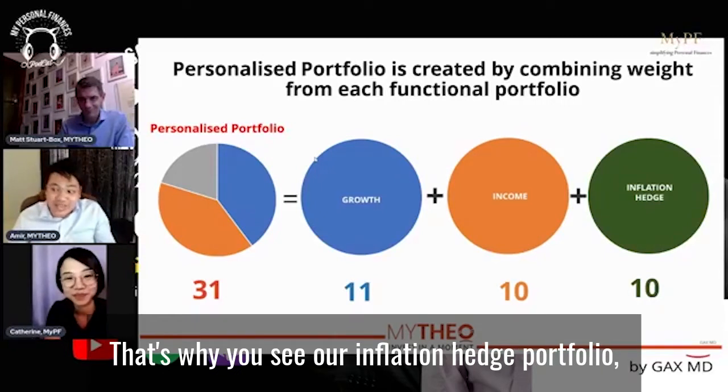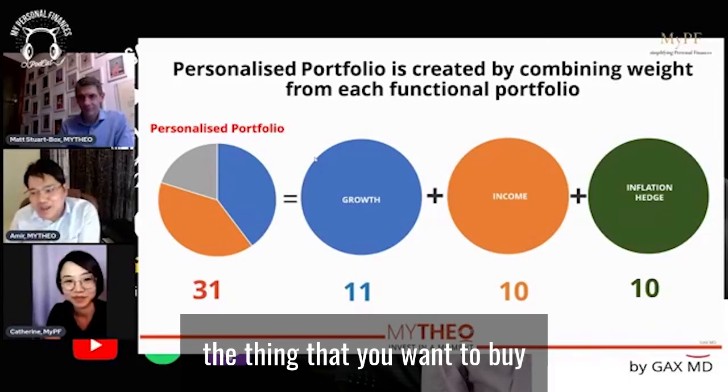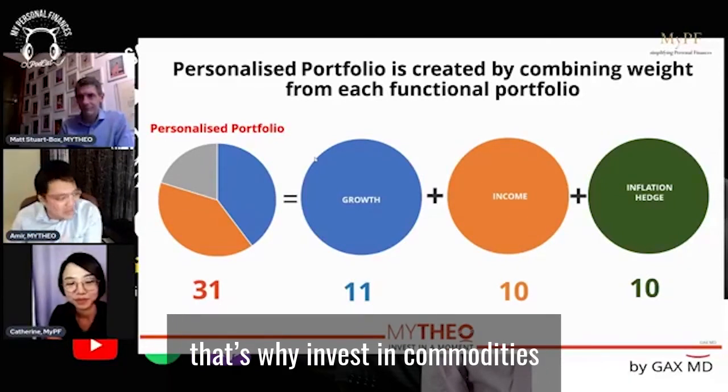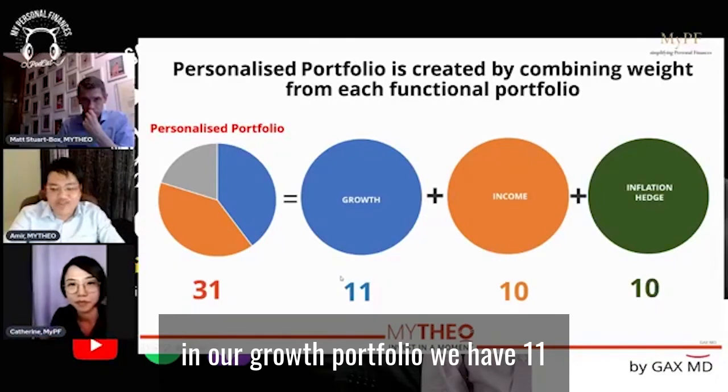That's why you see our inflation hedge portfolio invests in assets that affect the price of the things you want to buy. That's why we invest in commodities. To continue with our presentation, if you look at this, if you invest with us, in our growth portfolio we have 11 ETFs.